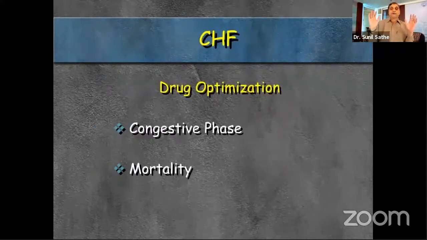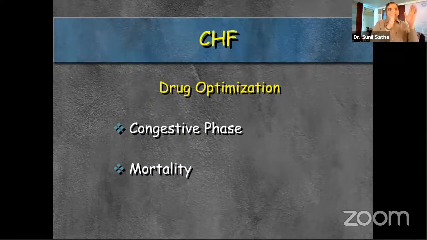Now, the most important, drug optimization. So I'm going to look at clinical parameters, metabolic parameters, enzymatic parameters, and renal parameters. Make a checklist and think of all these things when I'm treating a patient with heart failure. Okay. But what is the most important treatment is drug management.